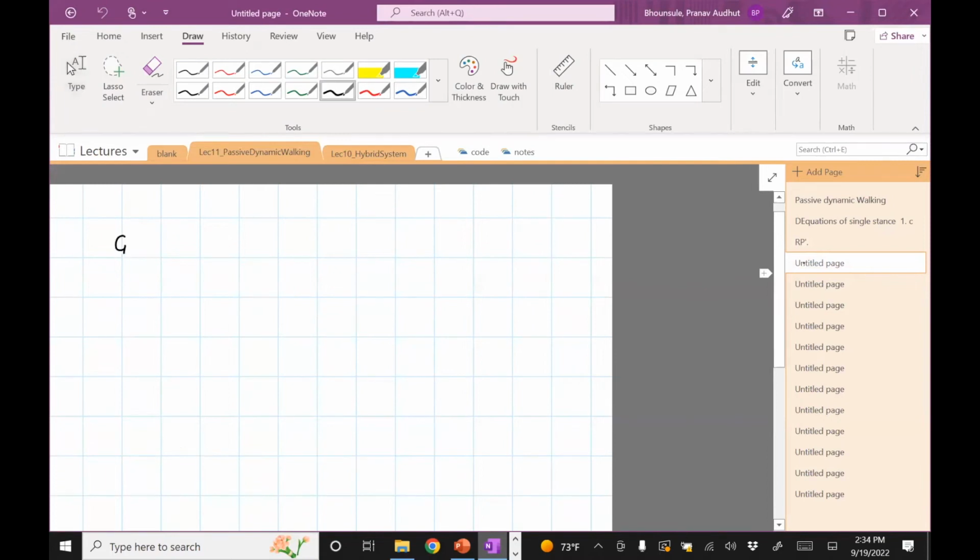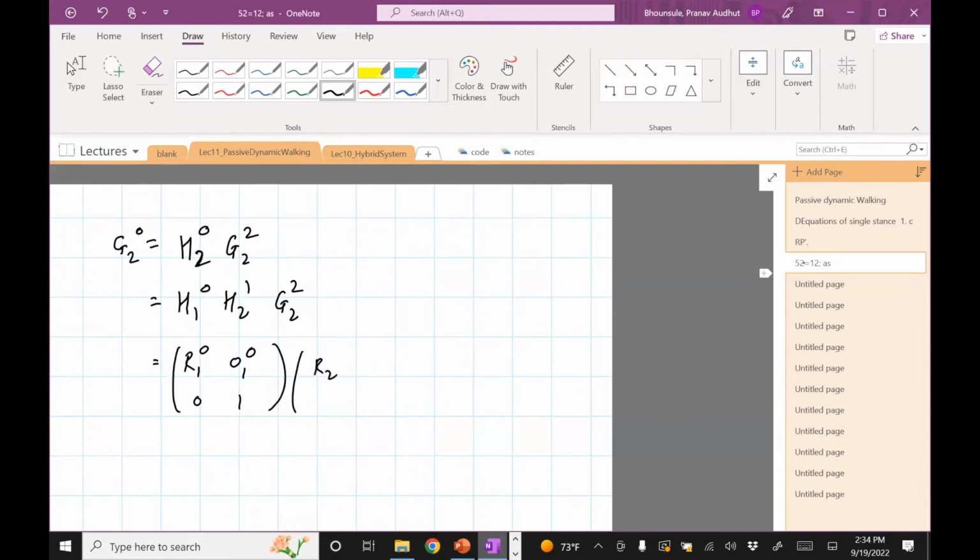Okay, G2 with respect to frame 0 is H2 with respect to frame 0 times G2 with respect to frame 2. You know, I took a shortcut. I did not really write it as H10 times H21. Just wrote it in one step. H10, H21, G22, R10, O10, 01, R21, O21, 01, and then G2 in frame 2.